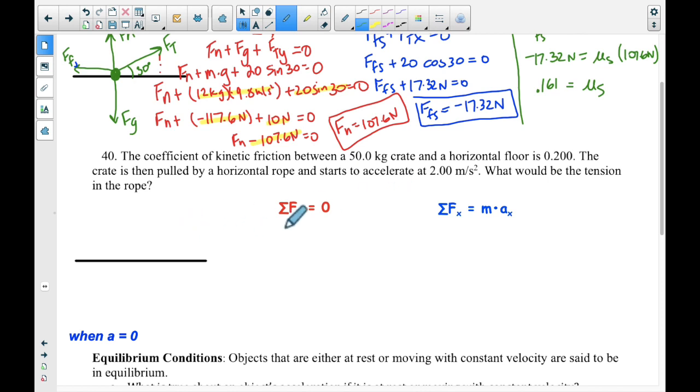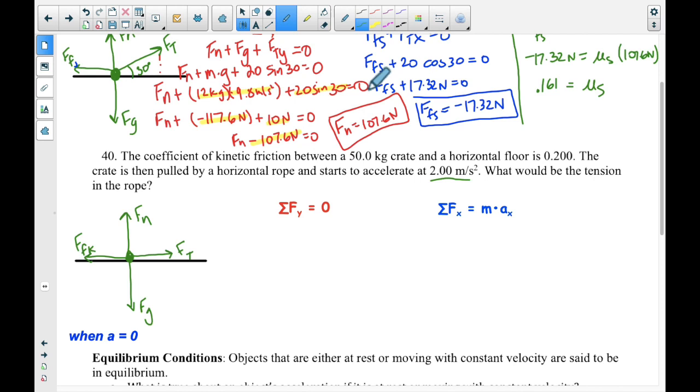Well, it's true we don't have an angle, but we do have acceleration, which is new. We didn't have that before. So again, let's start off with our free body diagram. We have gravity, of course. We have normal force, of course. We have this rope that is pulling, so we can say there's a force of tension from the rope going this way. And if the tension's going that way, then the frictional force is going this way. This time the friction is a kinetic friction because there's movement, there's acceleration.